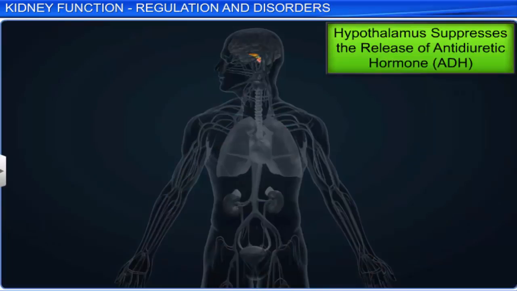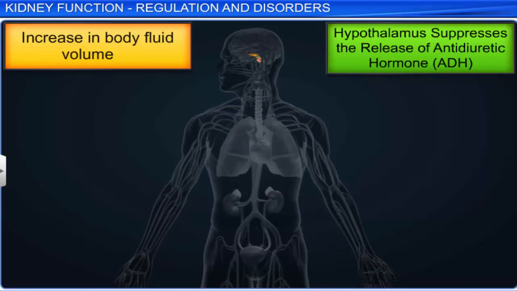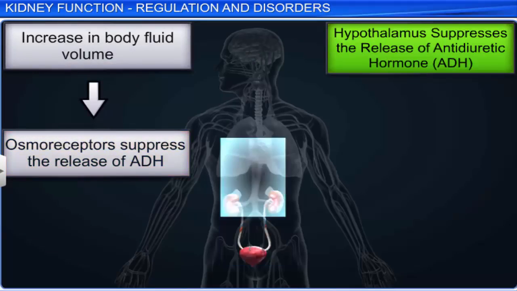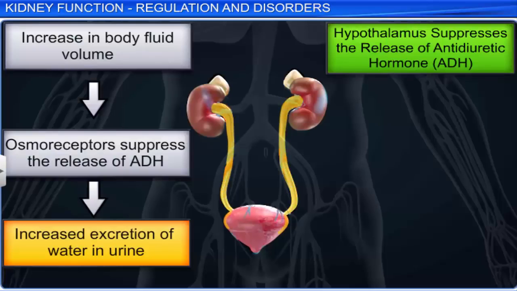On the other hand, if the fluid volume in the body increases, the osmoreceptors suppress the release of ADH, leading to increased excretion of water in urine.